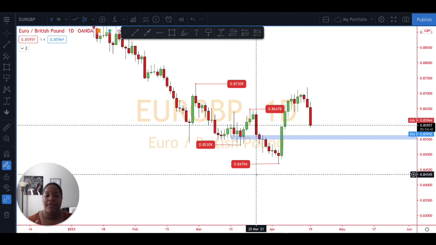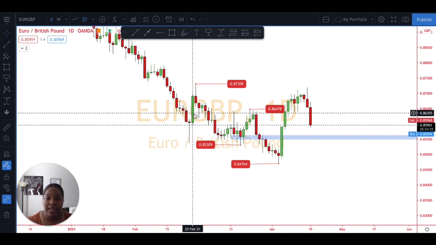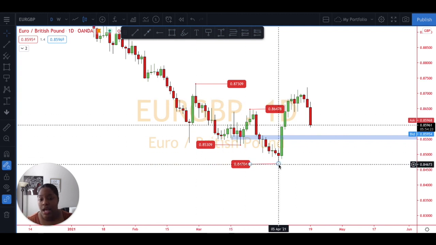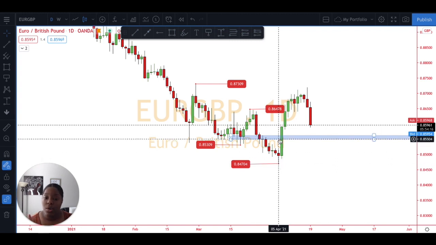0.87309, 0.85309, 0.86478, 0.84704. What this lets us know is that when we're looking at the euro versus the Great Britain pound, the European euro is dropping against the Great Britain pound because the exchange rates are decreasing. So at this moment in time, from February to April, you should have wanted to have been the seller based on that information. But look what happens.